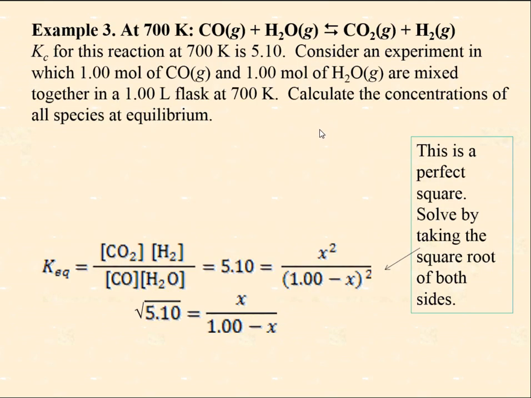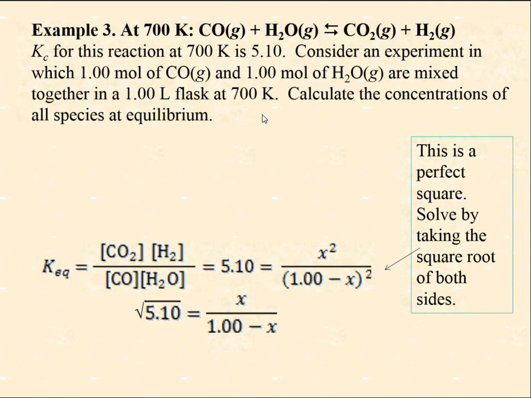So here we have an example. We have a system set up to say Kc for this reaction at 700 Kelvin is 5.10. So it's greater than 1, so we would think at equilibrium we have more products than reactants. Consider an experiment in which 1 mole of carbon monoxide gas and 1 mole of water are mixed together in a 1 liter flask at 700 Kelvin. Calculate the concentrations of all species at equilibrium.